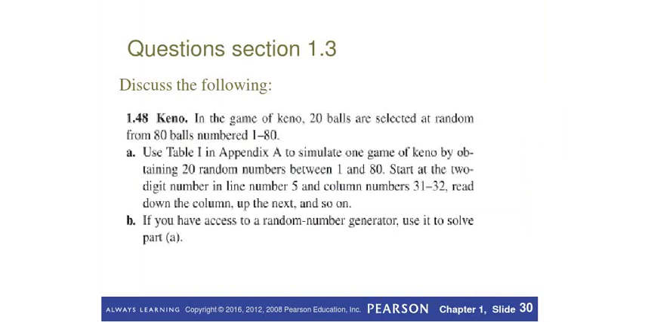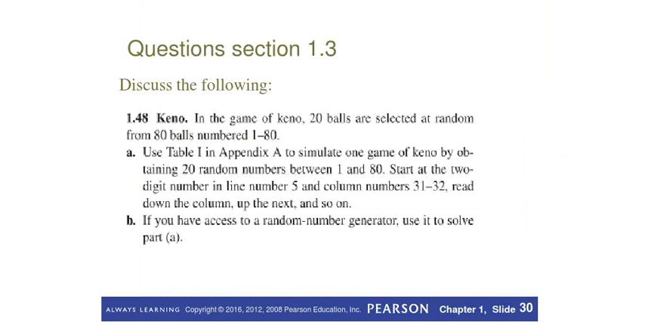So let's simulate a game of Keno by obtaining 20 random numbers 1 through 80, starting with a 2-digit number in column 5, column numbers 31 through 32, as shown in our last video, and read down the column and up the next, and so on. And then we'll compare that, by the way, in our discussion board to a random number generator. You're going to use one from Excel or a program that I've posted on Canvas to do this.